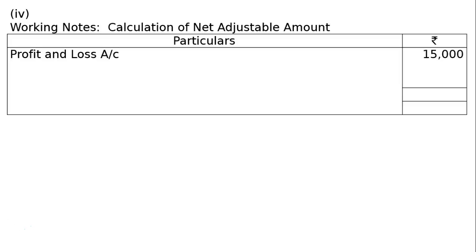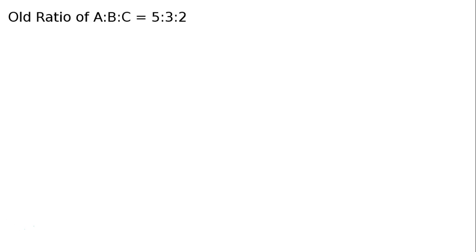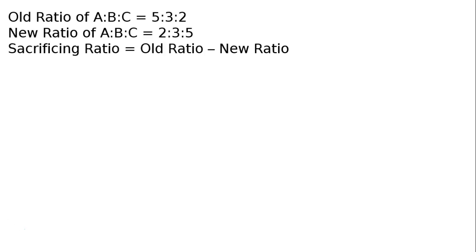We have profit and loss account rupees 15,000. We have general reserve rupees 60,000. We have a loss, advertising suspense account, minus 30,000. We will be getting net adjustable amount rupees 45,000, which is to be taken for consideration for calculating the journal entry, passing the single adjusting entry. Then old ratio of A is to B is to C is equal to 5:3:2. New ratio of A is to B is to C is equal to 2:3:5.